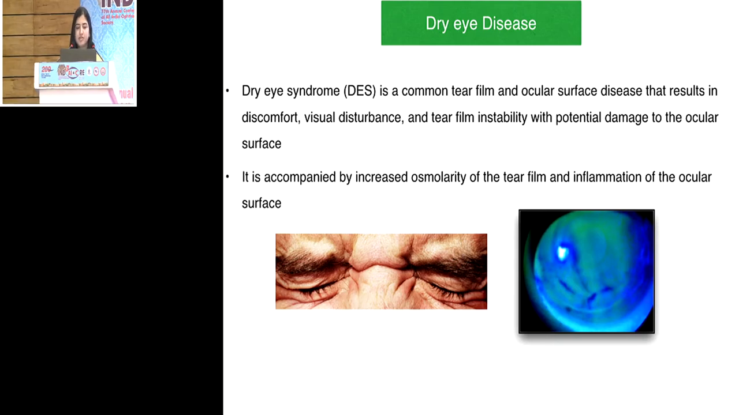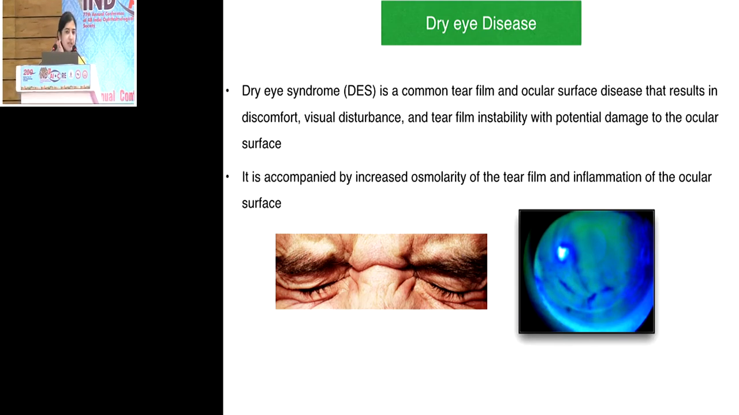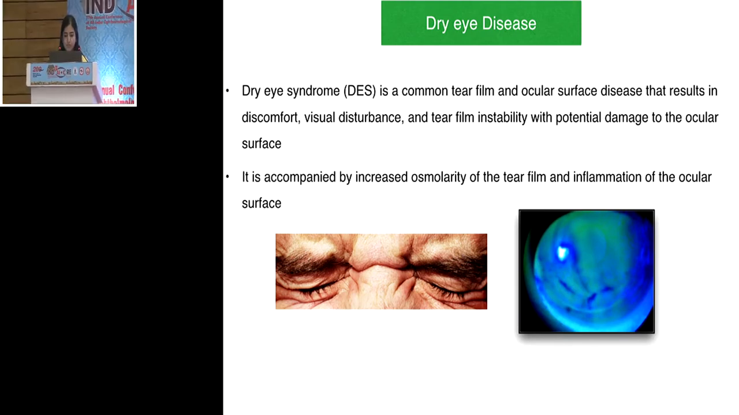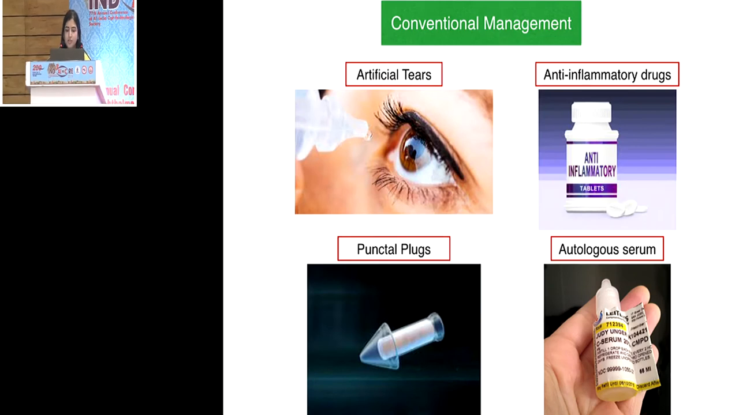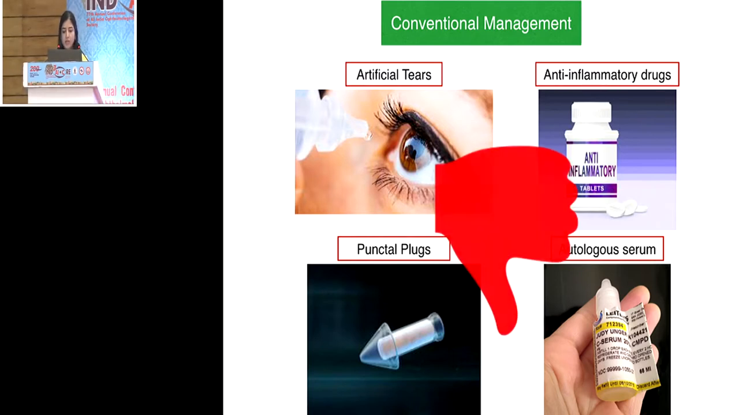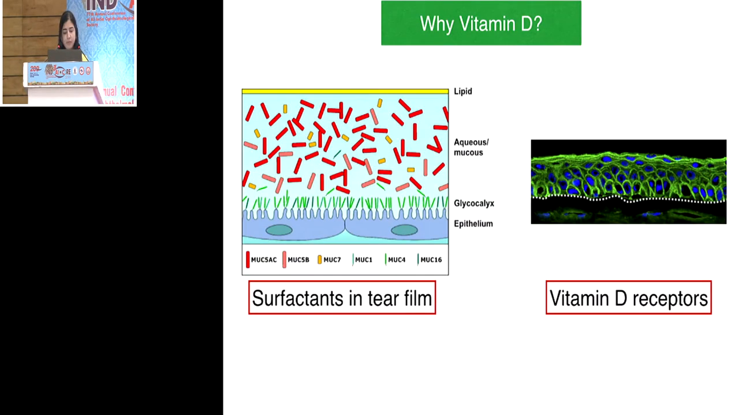The most common problem with dry eye disorder is the discomfort and the visual disturbance that a patient has because of the tear film instability and damage to the ocular surface. And it has been shown that it is accompanied by hyperosmolarity of the tear film, and the ocular surface is inflamed in this condition. So conventional management has included artificial tears, anti-inflammatory drugs, punctal plugs, and also autologous serum. But there are a lot of patients who fail to respond to any of these.